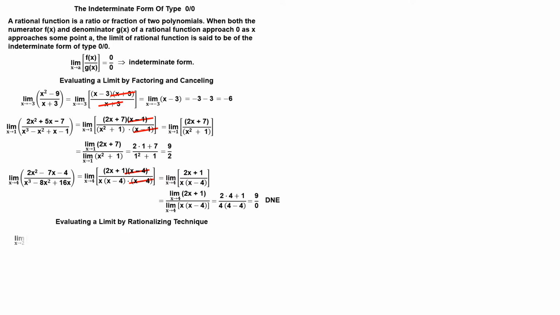Let's try this one. Evaluate the limit. Remember, you should always try direct substitution first. By direct substitution, we obtain the indeterminate form 0 over 0. In this case, we rewrite the fraction by rationalizing the denominator. We multiply the numerator and denominator by the conjugate of the denominator.